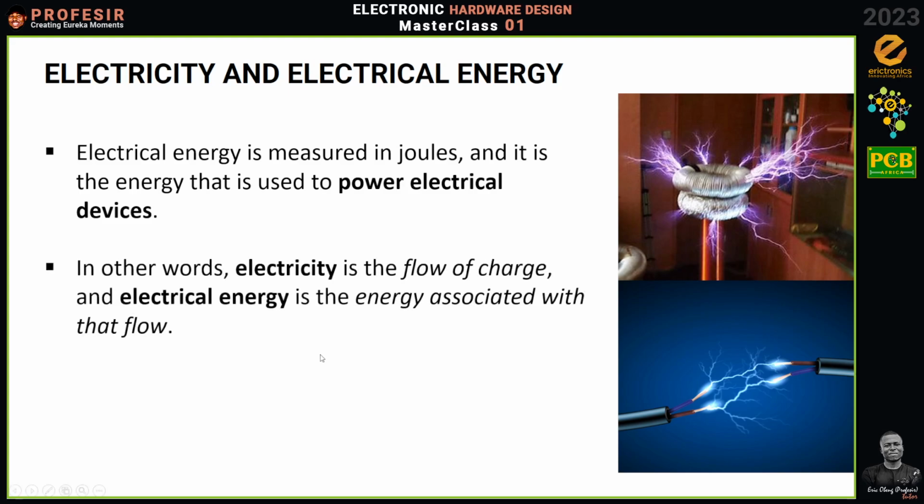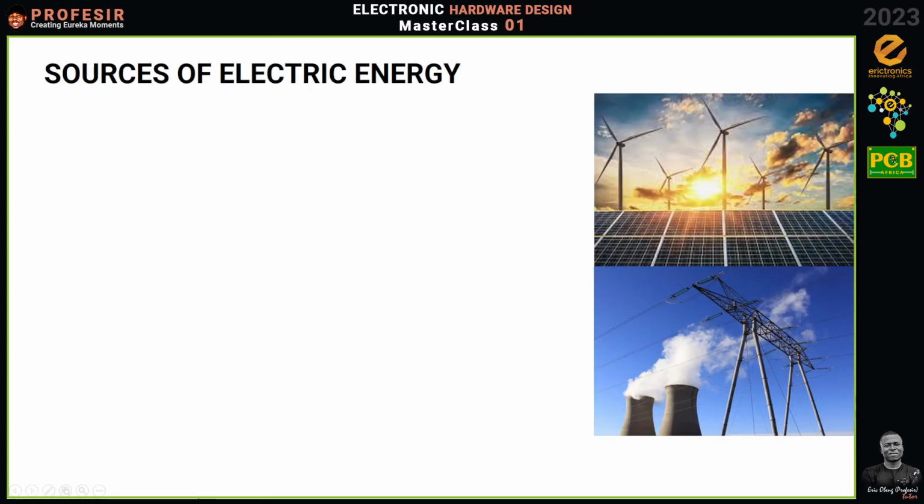to work. So to put things in a summary, electricity is the flow of charge. The electric energy is the energy that is associated with the flow. Simple as that. Then I got to the point where I said that if something is flowing, then it must come from somewhere, right? So we have the sources of electricity.